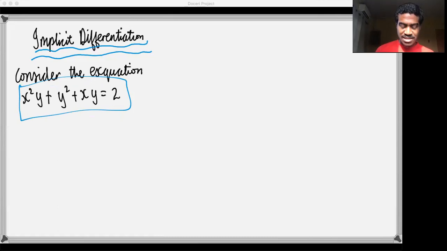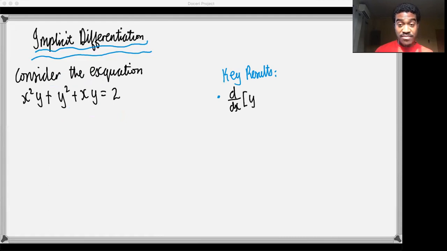But first, let's look at some key results as they relate to implicit differentiation. Once we look at those, then we will start to differentiate. The first key result we need to look at is the derivative of y. The derivative of y is dy/dx. That's pretty straightforward, simple.